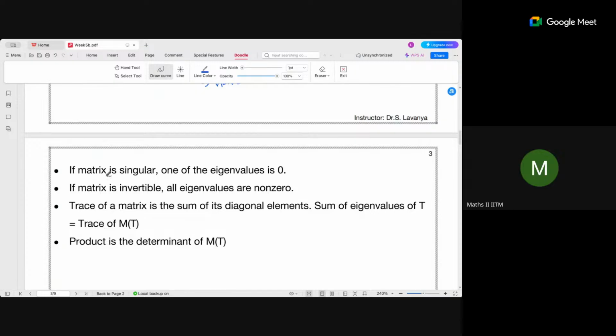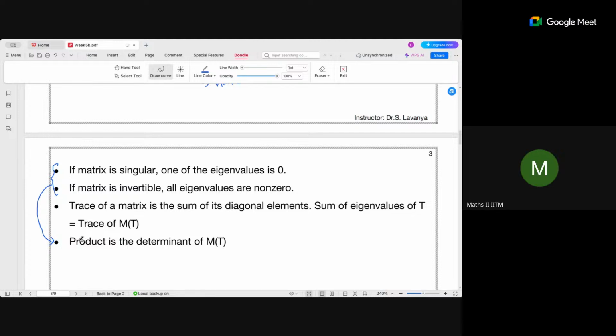If the matrix is singular, then one of the eigenvalues is zero. This is also something we noticed in the example, right? And if it is invertible, then the corresponding eigenvalues are non-zero. From where do these two properties come? These two properties come from here.